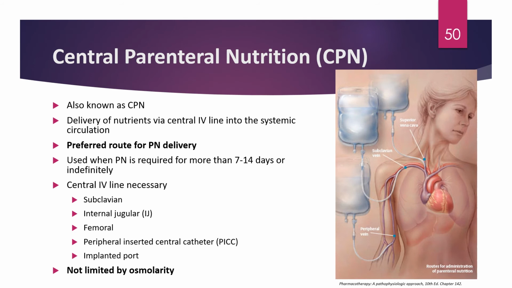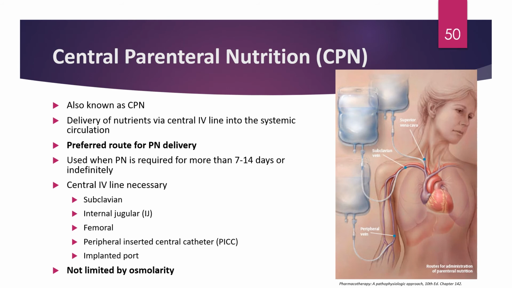We have many different ways that we can give CPN or central parenteral nutrition. The lines that you will need to know or be familiar with are subclavian, internal jugular, femoral, peripherally inserted central catheter, and implanted port. And again, because central parenteral nutrition is terminating in the superior vena cava, which is our largest venous return in the body.